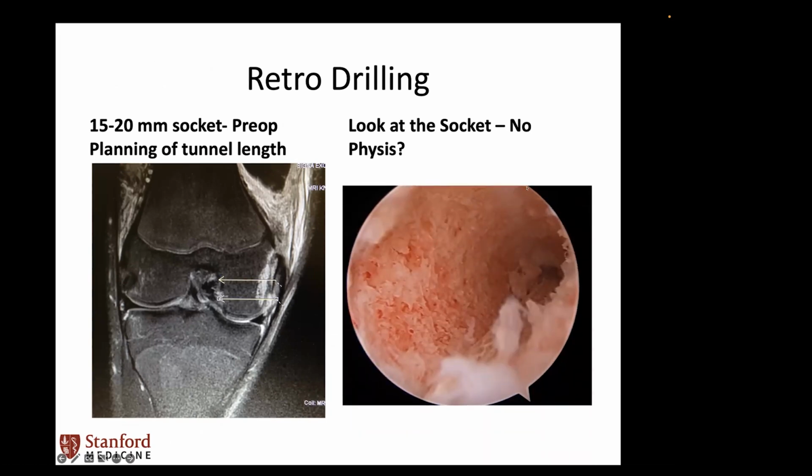Here's a great example of why you want to look here, and this is an example of a cadaver that we did this on. This line right here, we thought we were safe. Guess what that is? That's the lower edge of the physis. So you think you're safe, but that's how close you are to the physis. That little line right there is the physis, so you can hit that if you're not careful.